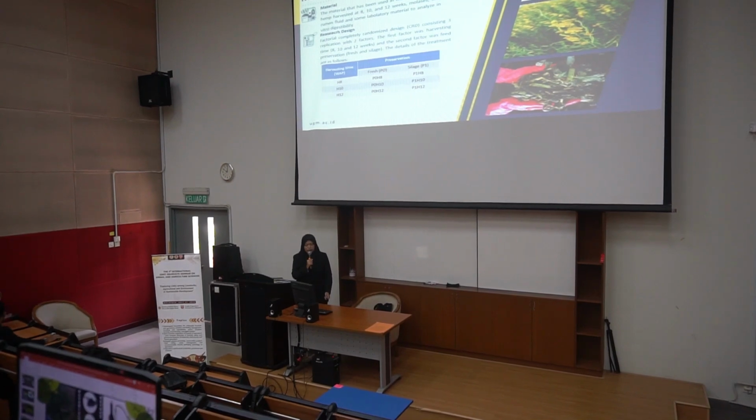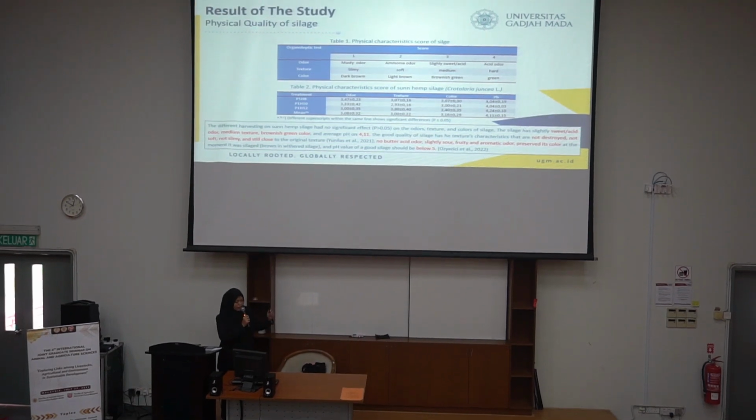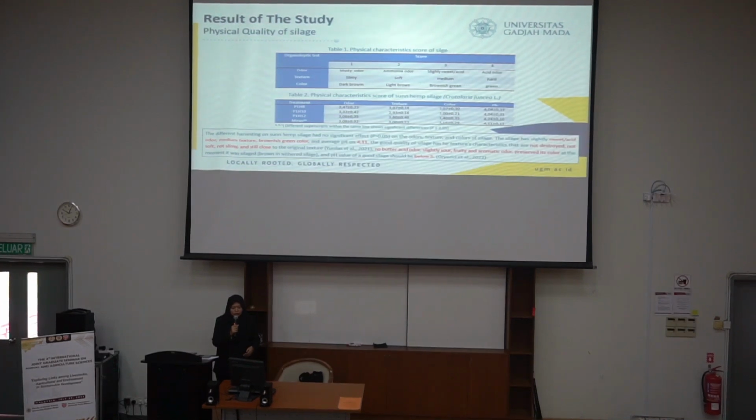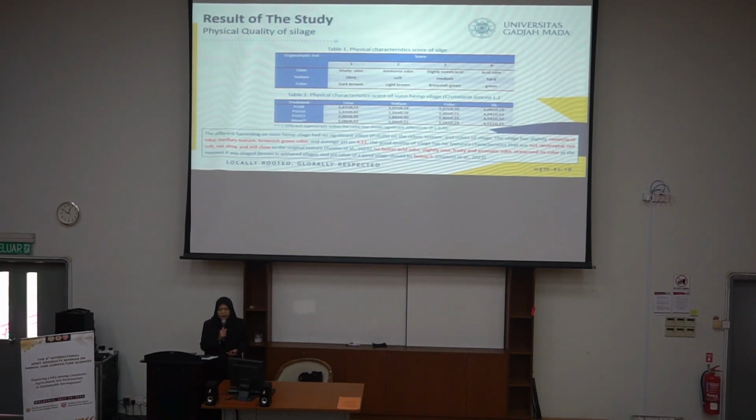The research design I use in this study is a factorial completely randomized design consisting of 3 replications with 2 factors. From the table you can see that the different harvesting on the Sunham silage has no significant effect. Good quality silage has texture characteristics that are not destroyed, not soft and not slimy, and still close to the original texture. No butyric odor, but a slightly sour, fruity, and aromatic odor, preserving its color at the moment it was ensiled.